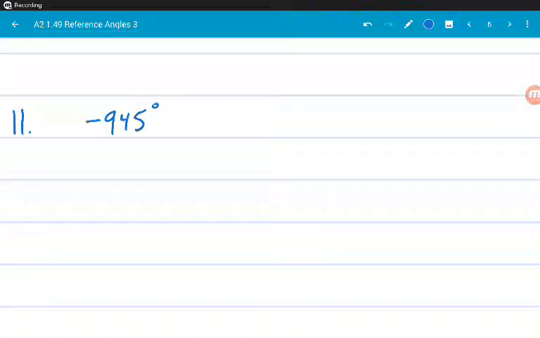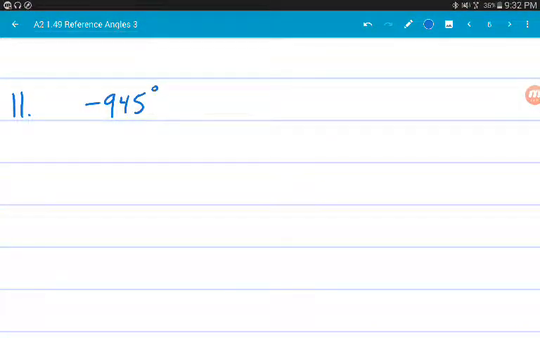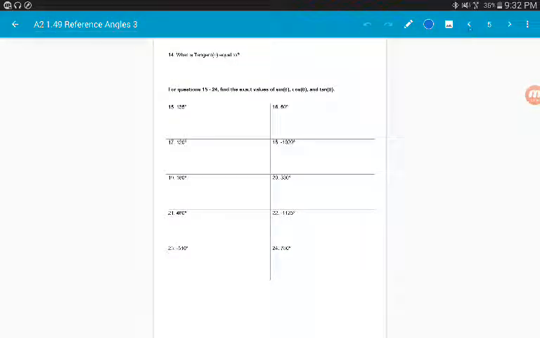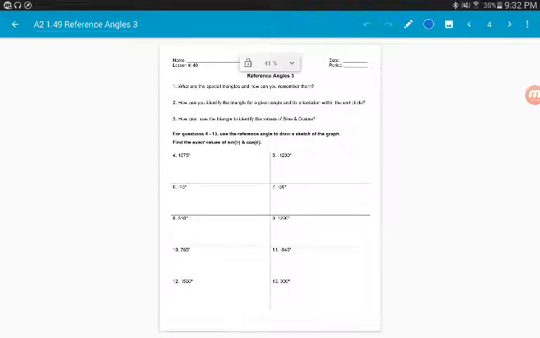Hey, here's a short video on reference angles 3, today's lesson, and I'm going to do example number 11 on the front. So this is what the handout looks like.